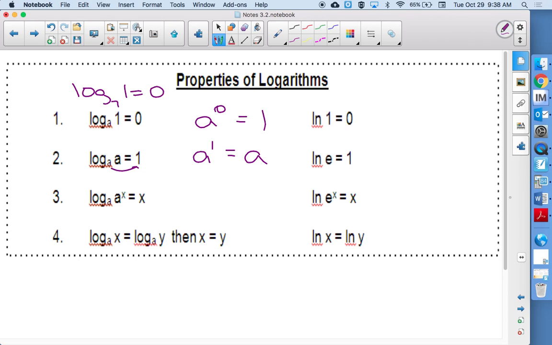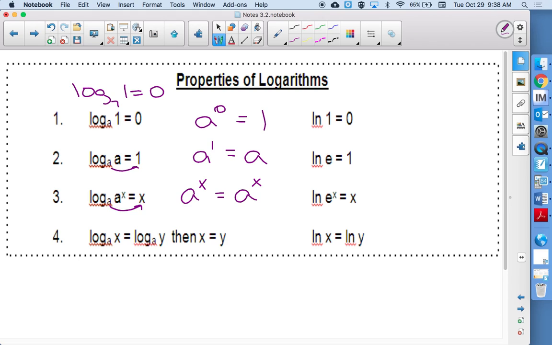The third property says if you have the log of a base of a number to an exponent, then it's going to be equal to whatever that exponent is. And again, as a property, if I said a to the x, then that must be equal to a to the x. So here's my exponential form, the reason behind the log. Why the log property exists is because of the exponent.